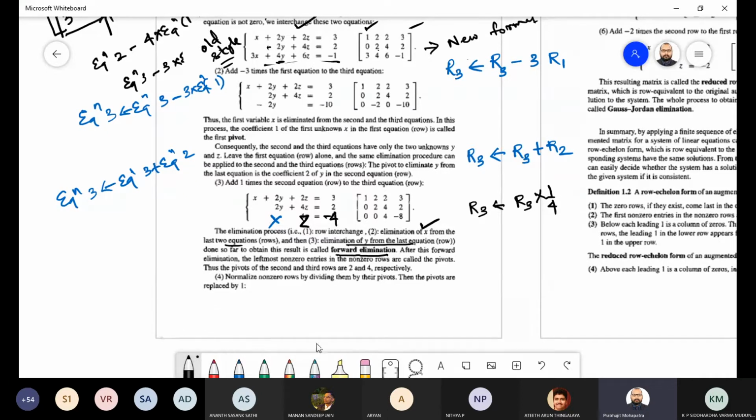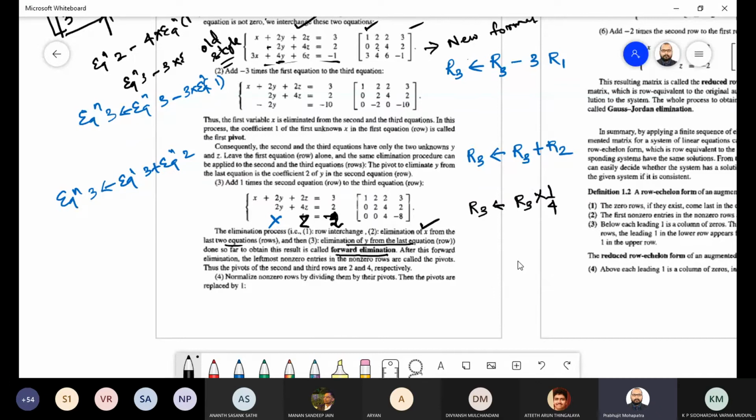Now what is the process? Excuse me sir, the value of z would be minus 2, sir. Sorry, minus 2. So this method is called forward elimination, but we have not solved the problem completely. Just 50% we have completed, and this process is called the forward elimination.